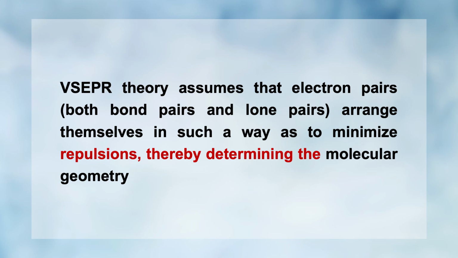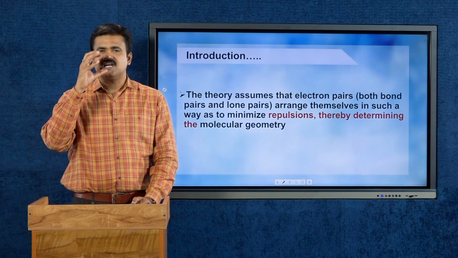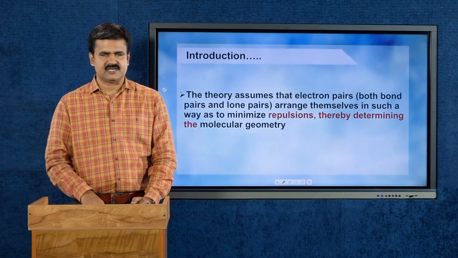The theory assumes that the electron pairs, which may be both bond pair and lone pair, arrange themselves in such a way as to minimize repulsion, thereby determining the molecular geometry. That means the ultimate focus is electron repulsion.